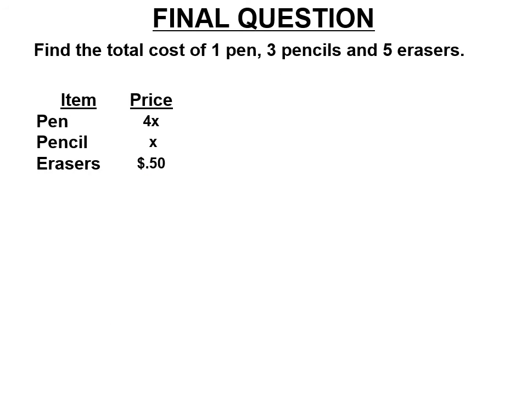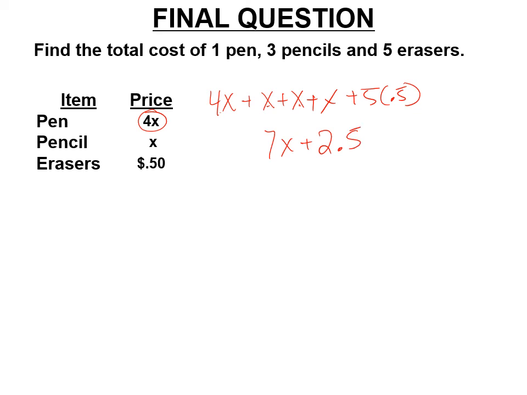Okay, so we're doing 1 pen, which is 4 times the cost of the pencil, 4x, plus 3 pencils, x plus x plus x, plus 5 erasers. And so I'm going to just do 5 times 50 cents. 4x, 5x, 6x, 7x, 5 times 5 is 25. This is $2.50, right? Also known as 2.5. And so once we know the cost of the pencil, it'll be 7 times the cost of the pencil, plus $2.50, 5 times 50 cents.